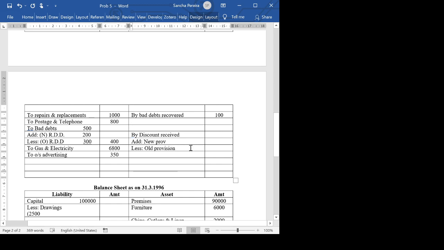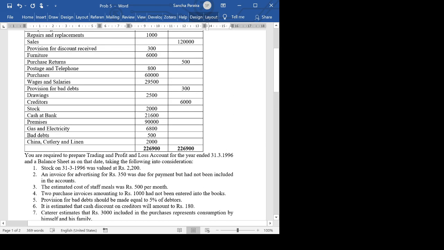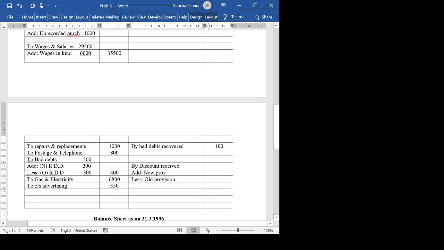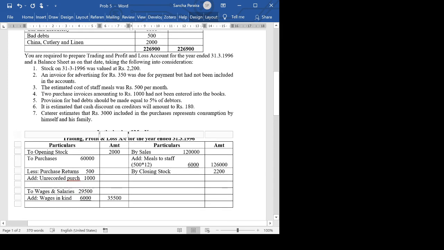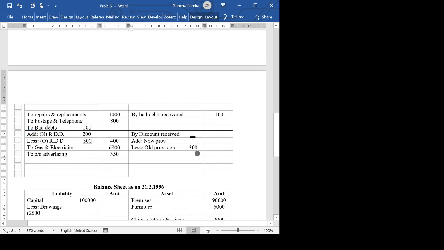Okay, forget about this. I'll just show it. You don't write. If you're solving the problem with me, don't write it down. Old provision, as we know, is 300. Correct? Old provision, as we know, is 300. And they are estimating that the discount received this year, it is estimated that cash discount on creditors will amount to rupees 180. They are estimating that the outstanding discount that they are going to receive is 180. Now, if I try to do this discount received, there's no new provision. Minus old provision, I will get a minus figure here. Why will I get a minus figure? Because I expected more, but I've got less than that.